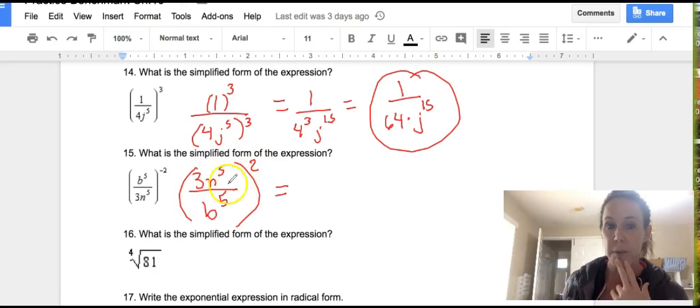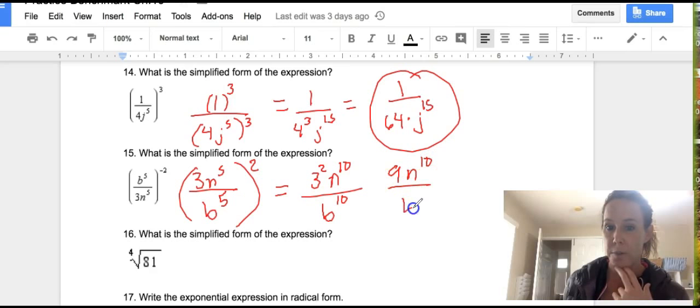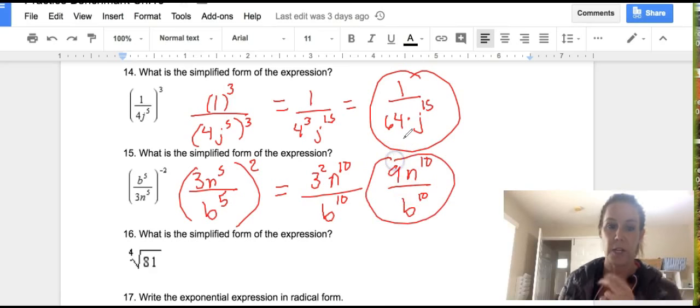Each thing needs to be raised to the 2nd power. So this is going to be 3 squared, and then n to the 5th squared. A power to a power is a multiply rule. So that's n to the 10th over, and then this is a power to a power. I have to take this squared too. So b to the 5th squared, a power to a power is a multiply. That's going to be b to the 10th. So 3 squared is 9, n to the 10th over b to the 10th. These are not the same base, so they don't reduce anymore, and you're finished.